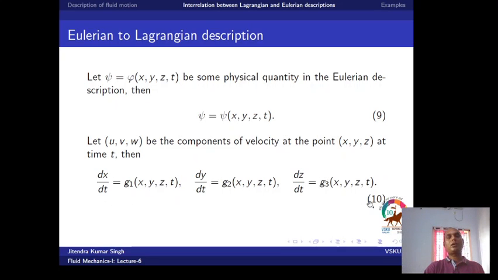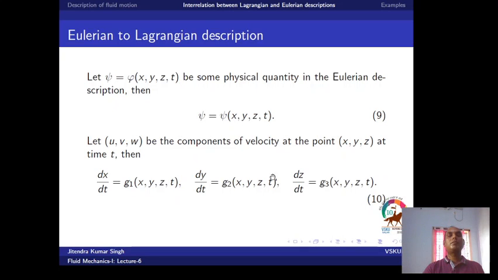So when we solve equation 10 for x, y, and z, the solution of this system will involve three arbitrary constants c1, c2, c3, and these three arbitrary constants will be obtained with the help of three initial conditions. Those are x equal to x naught, y equal to y naught, z equal to z naught at time t.